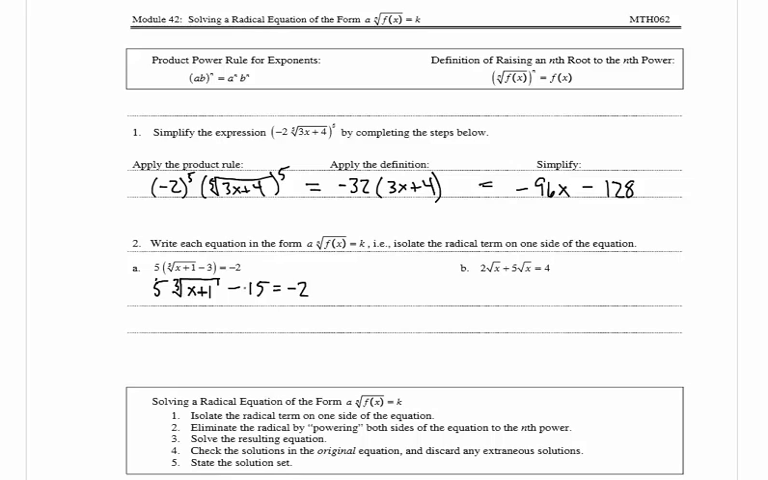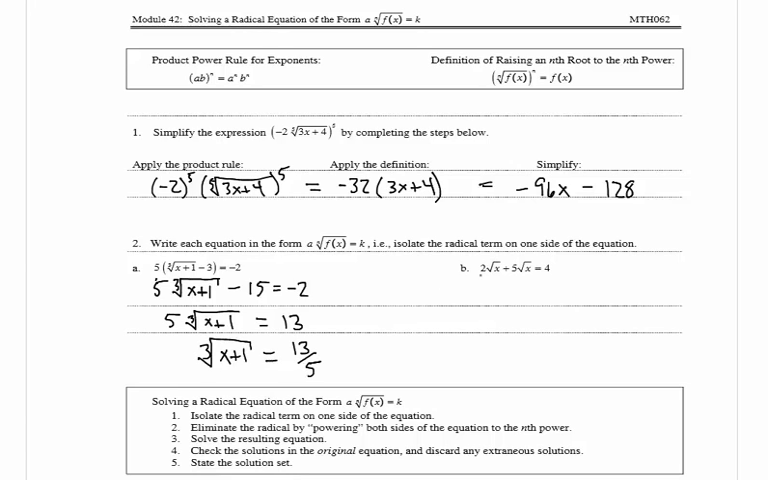I'm going to add 15 to both sides. So I have 5 times the cube root of x plus 1 is equal to 13. And now I'm going to divide by 5. So I have the cube root of x plus 1 is equal to 13 divided by 5.